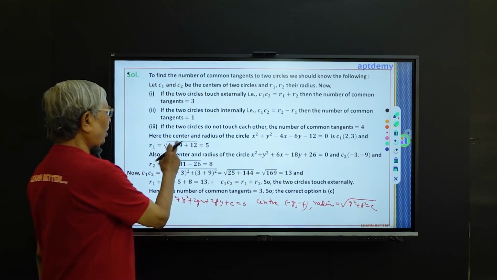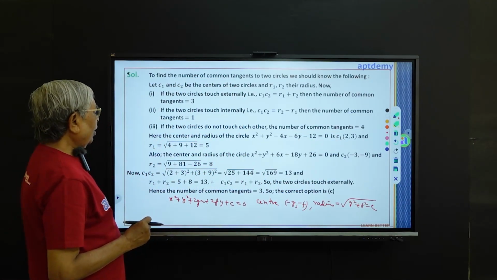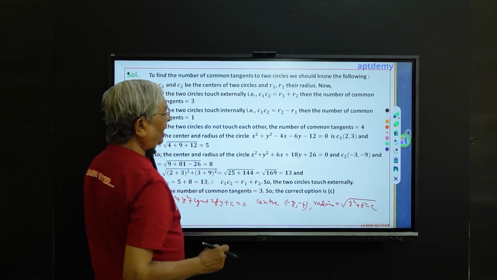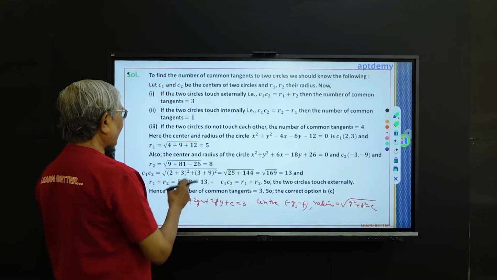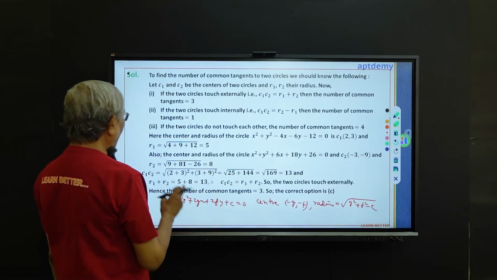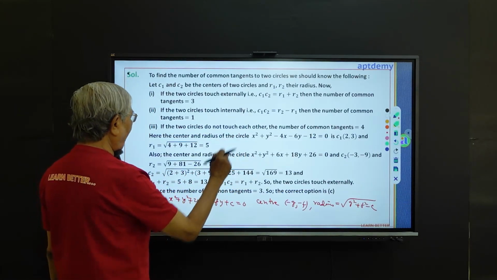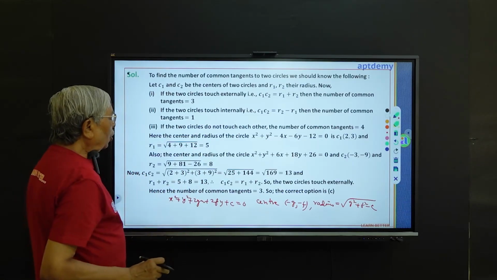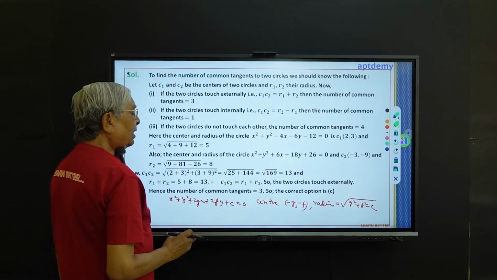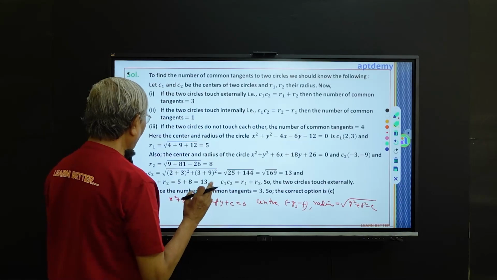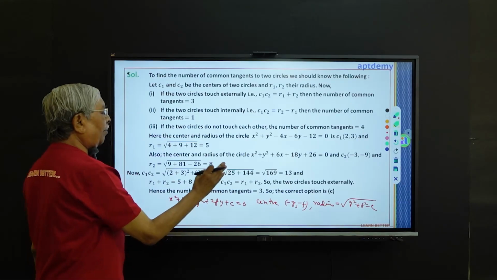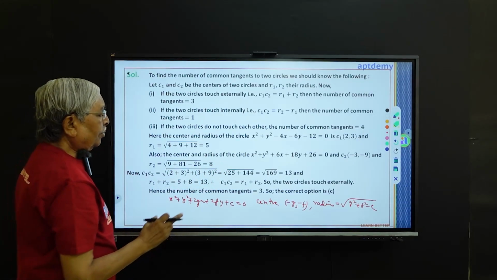Radius is the root over g square plus f square minus c, so radius equal to 5. For the next circle, let center equal to minus c minus 1 minus 9 and radius equal to 8. Now we find c1 c2, the distance between the centers, that is the distance between the 2 points, that is 13. And the sum of the radii is 13. So c1 c2 is equal to the sum of the radii, that is, the two circles touch externally. So by our previous theory, we know the number of tangents will be 3. So the correct option is C.